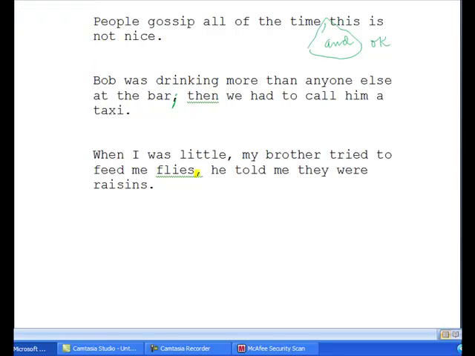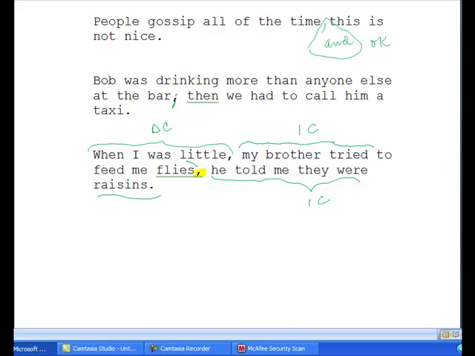The problem happens right here. This is where the comma splice happens. But this is a complex sentence because what we have here is a dependent clause. Here's an independent clause. And here's another independent clause. When I was little, that's a dependent clause. Has a subject and a verb, I was, but it cannot stand alone. It depends on the next independent clause for it to make sense.